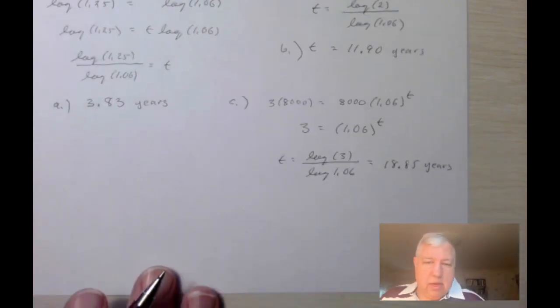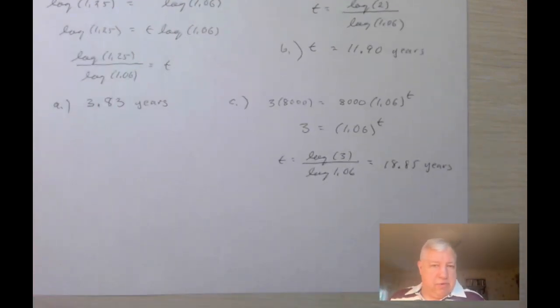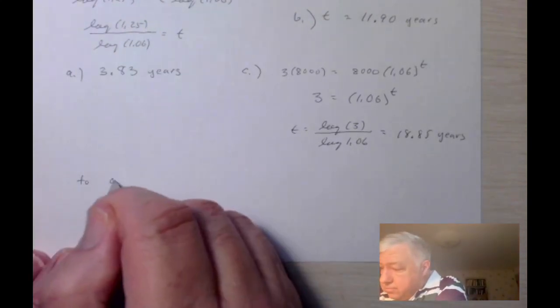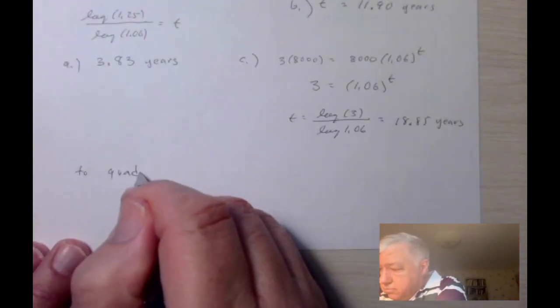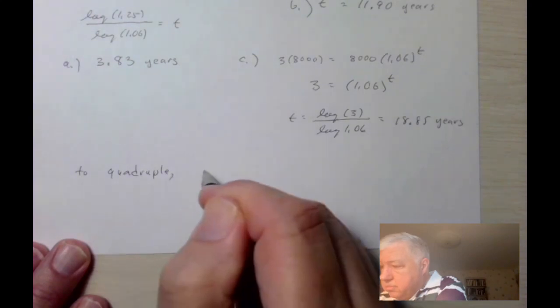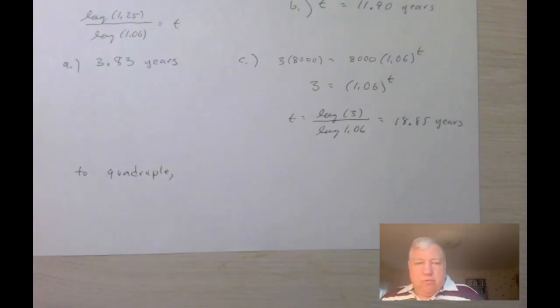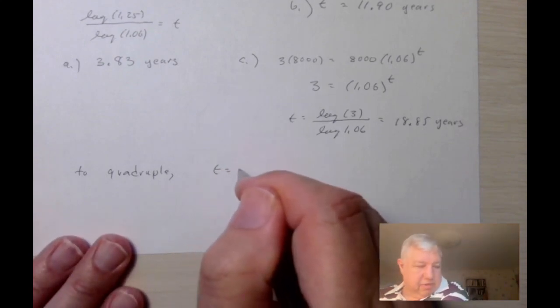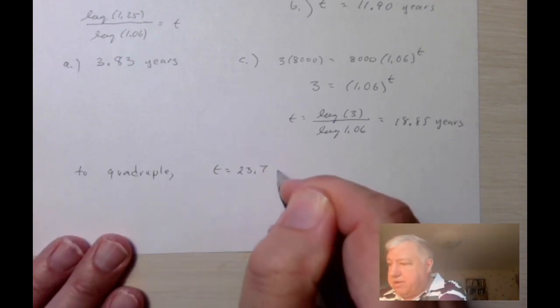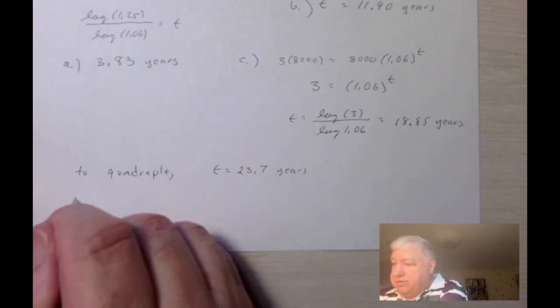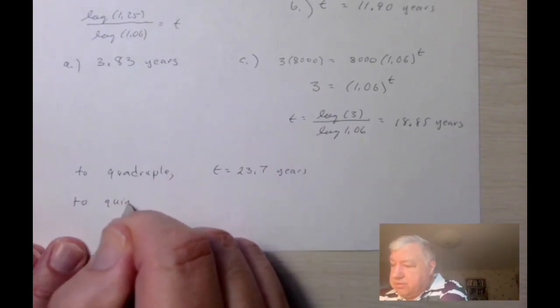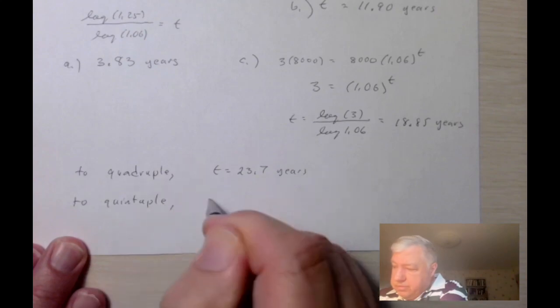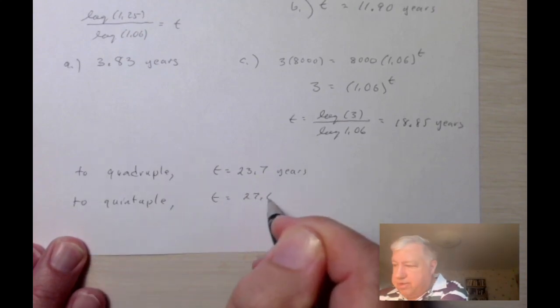Now, just in case you were wondering, how long does it take to quadruple? That is, when does the investment grow to 4 times? You can check, this is 23.7 years. And to quintuple, that is 27.62 years.